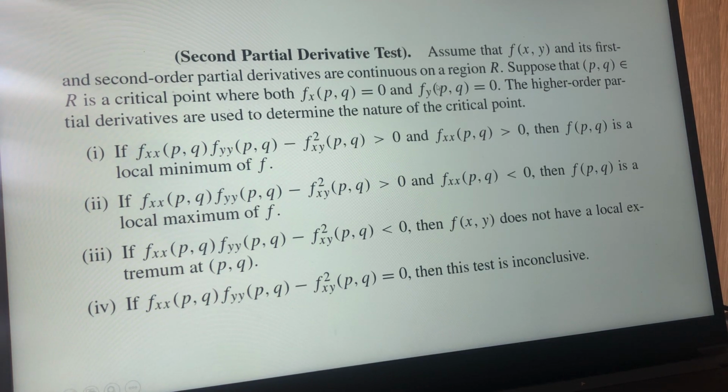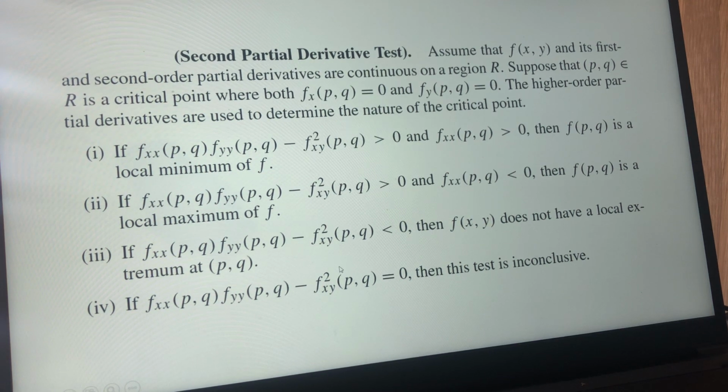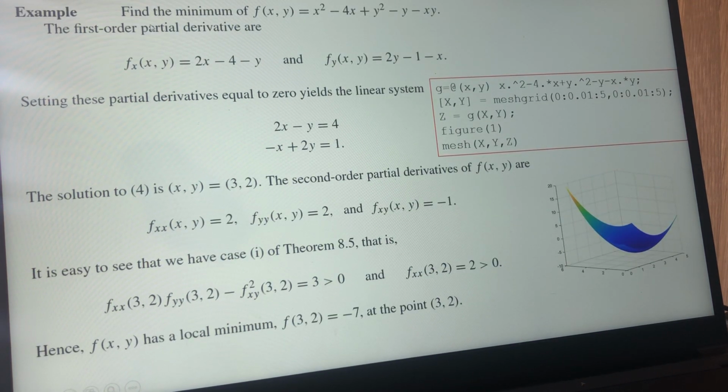Once you find the critical points, for the second partial derivative test, you are checking f_xx f_yy minus f_xy squared. If that's positive, and if f_xx is also positive, then your critical point is a local minimum. If that is positive, but your f_xx is negative, then you have a local maximum point. If that's less than 0, then f does not have any local extremum at (p, q), so it's just a normal point. And if this is 0, then you cannot say anything according to this test. Okay? Remember, this is from Calculus 2, we already covered that. And this is just one example.